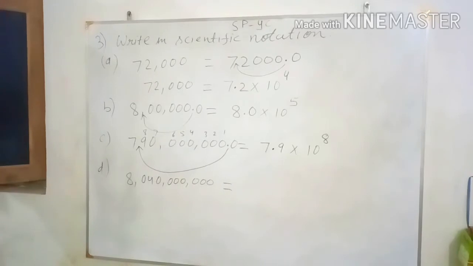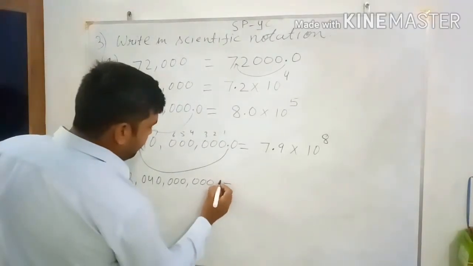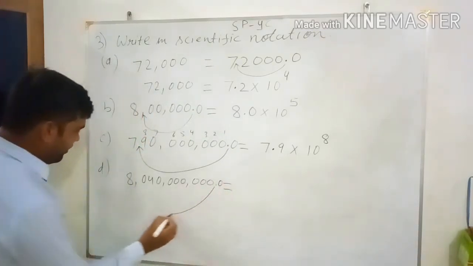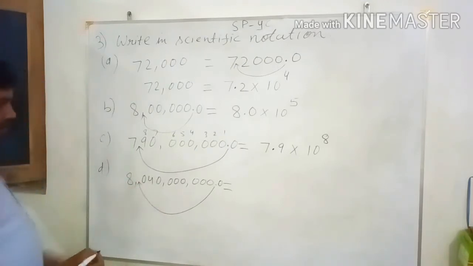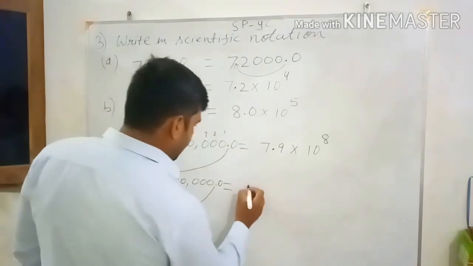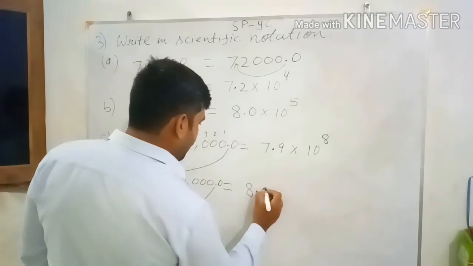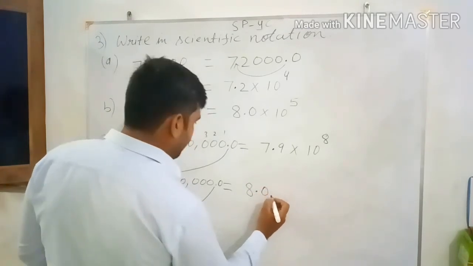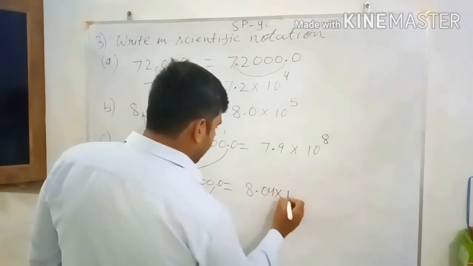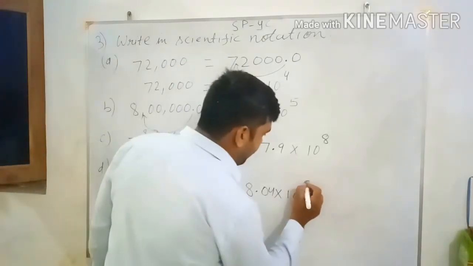Now see, in this also we can consider the decimal at the end, and we want to shift this decimal from here to here. Now see how many places? 3, 6, 9. 9 places. So the value will be 8.04 multiplied by the power of 10. What is the power? How many places? 3, 6, 9. 10 to the power 9.